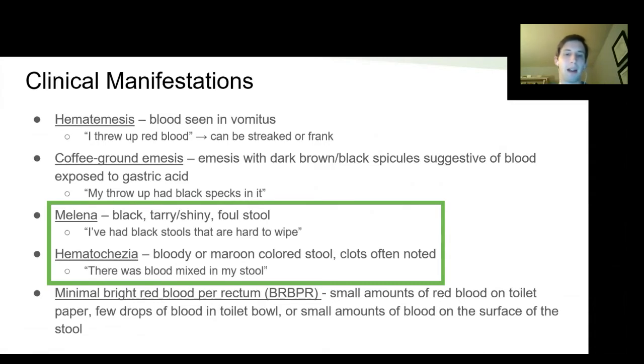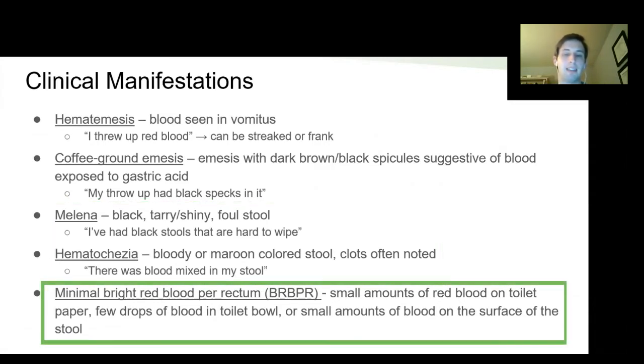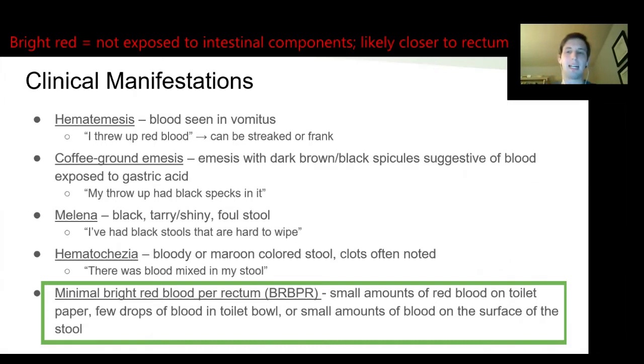So you can compare that to bright red blood per rectum. And so that's something that is used more for very small amounts of blood that's oftentimes seen with anal pathologies. And so that's when people say, I wiped twice and then I looked at the toilet paper and there was blood, or there was a tiny bit of blood, a couple of drops of blood in the bowl, or a little bit of blood around the outside surface that kind of looks like it's coating the stool. But if you look close, it's not really a part of the stool. And that's some of those classic anal pathologies like hemorrhoids, things like that.